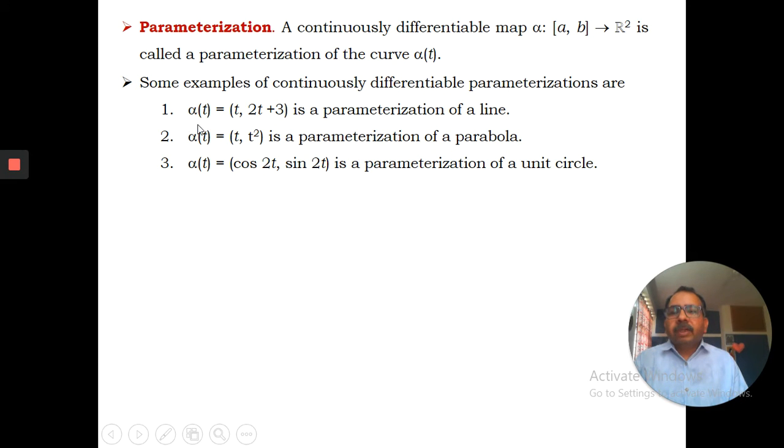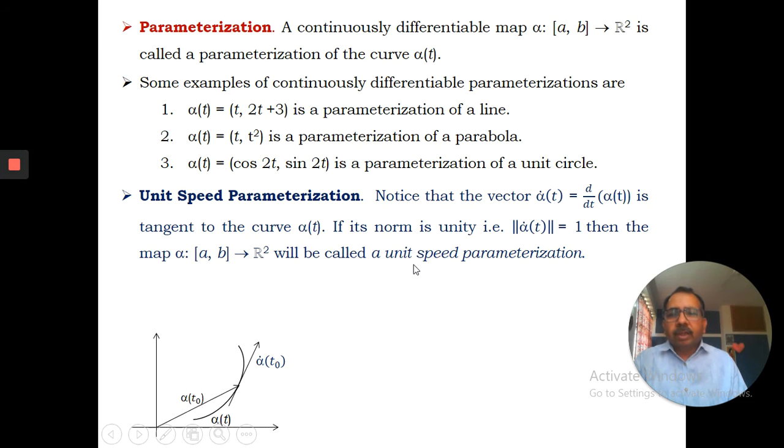Examples of parameterizations: alpha(t) = (t, 2t + 3) is a parameterization of a line. Alpha(t) = (t, t squared) is a parameterization of a parabola. Alpha(t) = (cos 2t, sin 2t) is a parameterization of a unit circle.